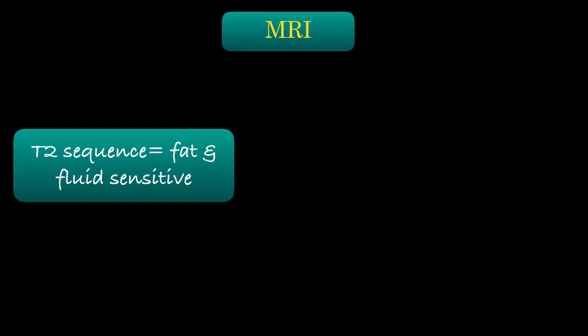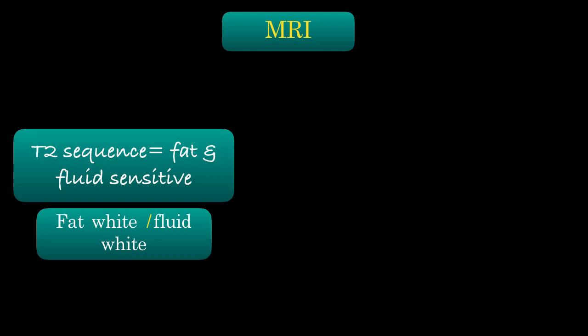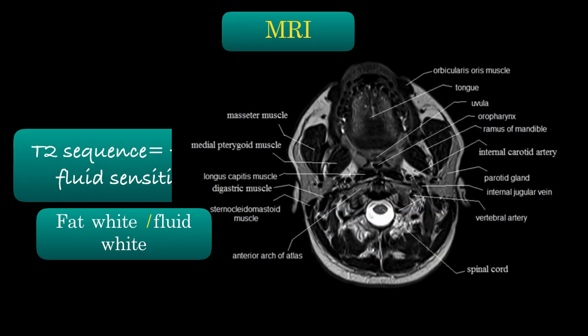Okay, the second basic sequence is the T2 sequence. The T2 sequence is both fat sensitive and fluid sensitive, meaning that the fat and the water both will appear white in the T2 sequence of MRI. Here is a picture with the T2 sequence.